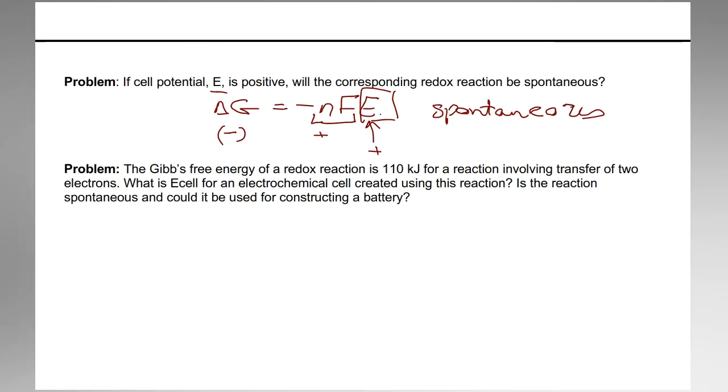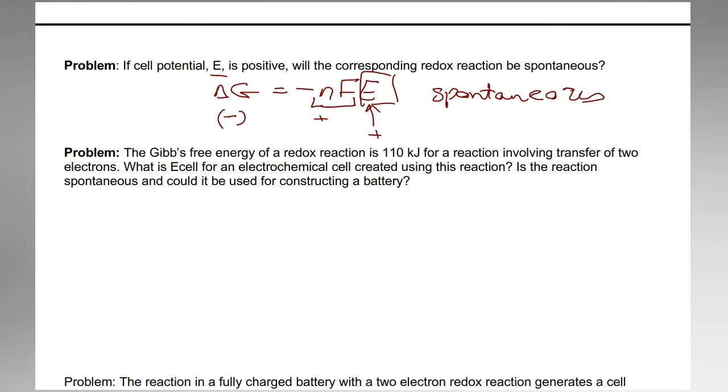Let's look at this second problem. The Gibbs free energy of a redox reaction is 110 kilojoules for a reaction involving the transfer of 2 electrons. What is E cell for the electrochemical cell created using this reaction? Is the reaction spontaneous, and could it be used for constructing a battery? So we have delta G equals minus nFE.